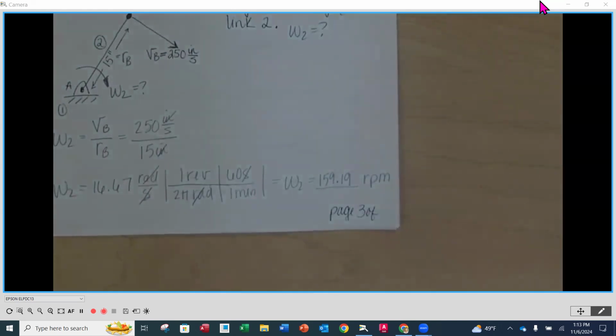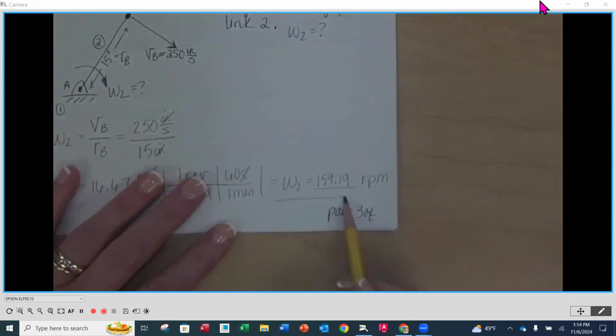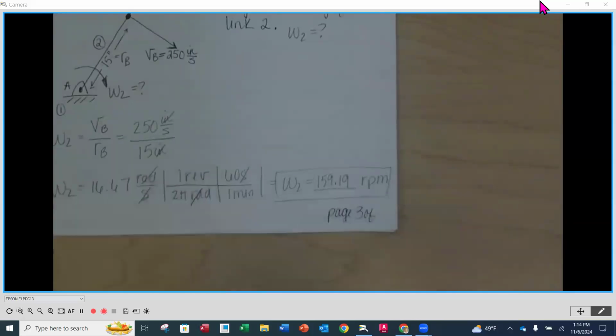Noble is nodding. Peter is saying yes. Okay, make sure you can get that. Put a box around your final answer. W2 is equal to your number with RPMs. Do not leave it at radians per second. Points will come off on an assignment for that. Okay.